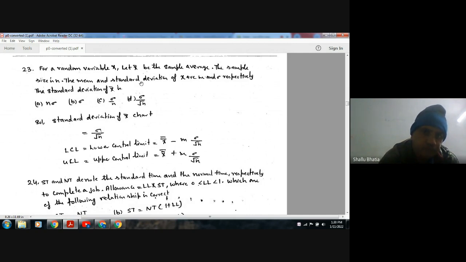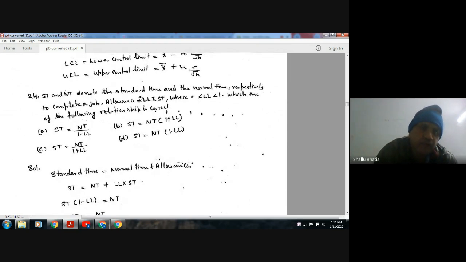Okay. If the standard deviation of x is sigma, then the standard deviation of x bar is sigma by root n. So the lower control limit is x double bar minus m sigma by root n, and the upper control limit is the corresponding plus term. Okay, so that is the answer, from the derivation.